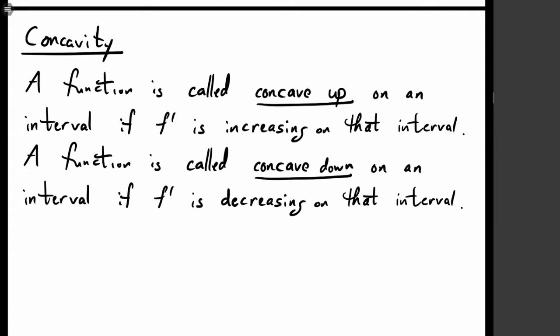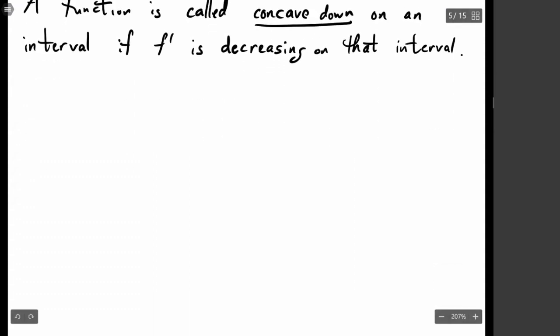We call a function concave up on an interval if the derivative is increasing on that interval. It's called concave down on an interval if the derivative is decreasing on that interval. So what does this look like? Let's look at some concave up examples.